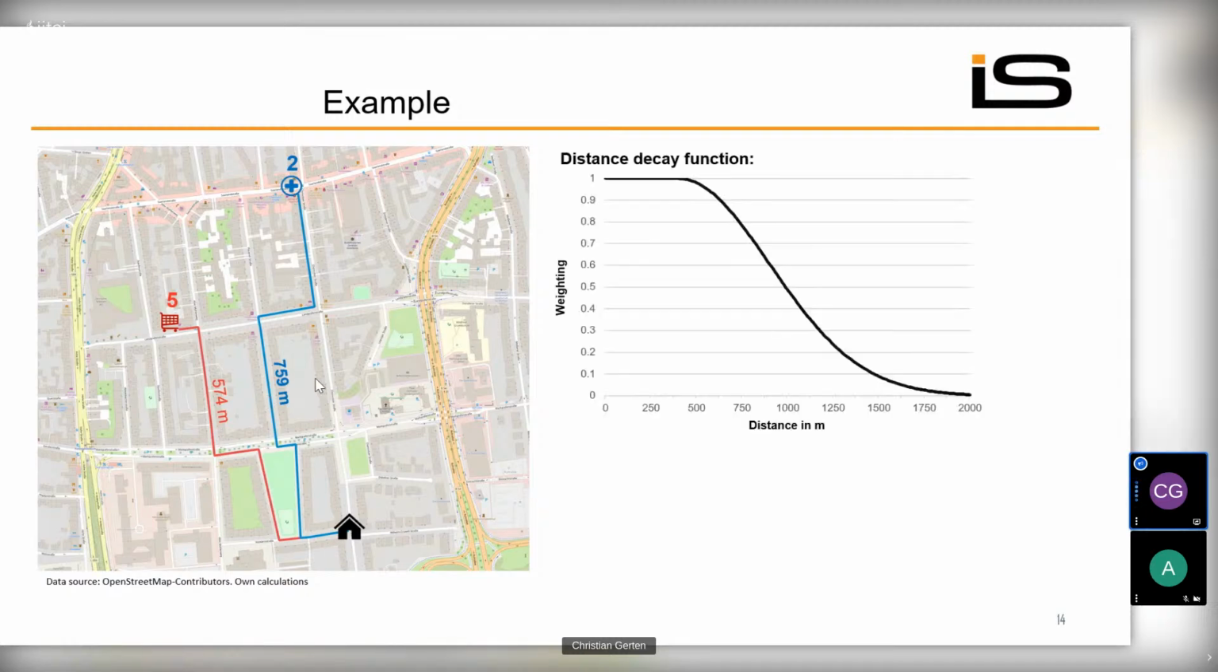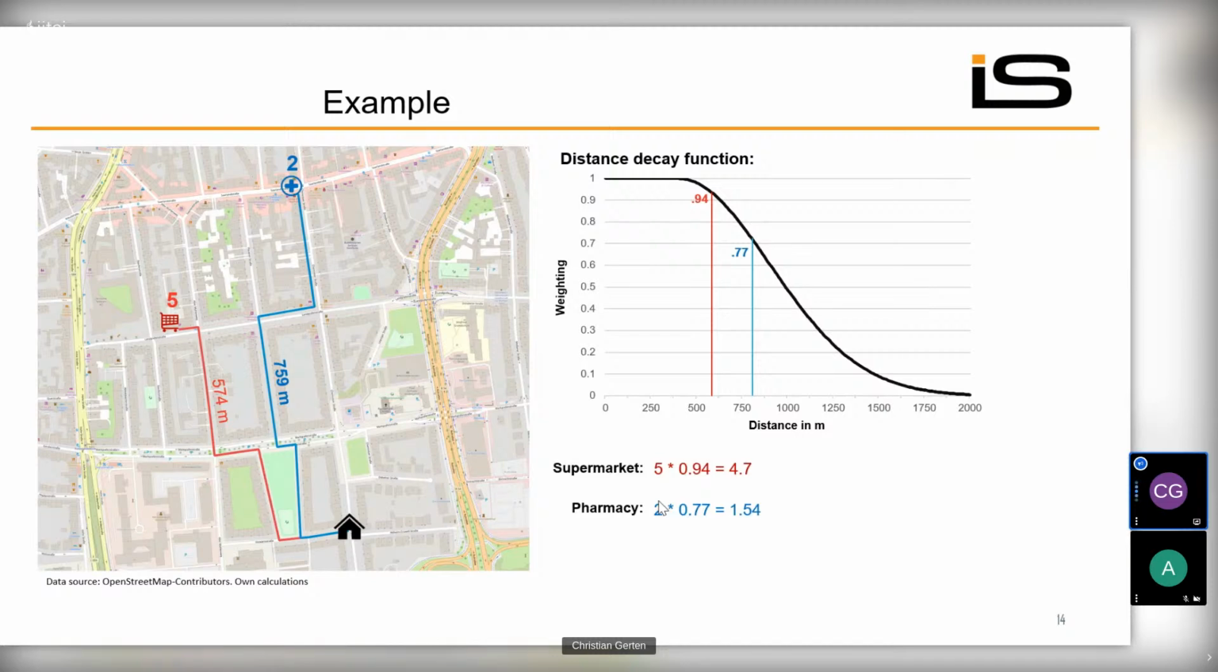Now we can take our distance decay function and drop on the weightings here, or the distance here. So for the supermarket, we have around about 570 meters, and the weighted distance would be 0.94. So it's quite a very good value. For example, for the pharmacy, it wouldn't be that good. It would be 0.77.